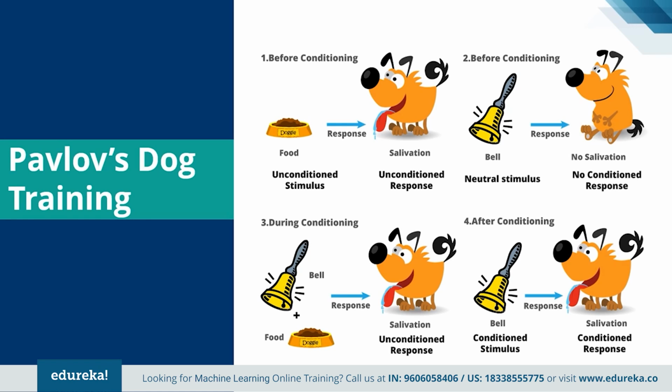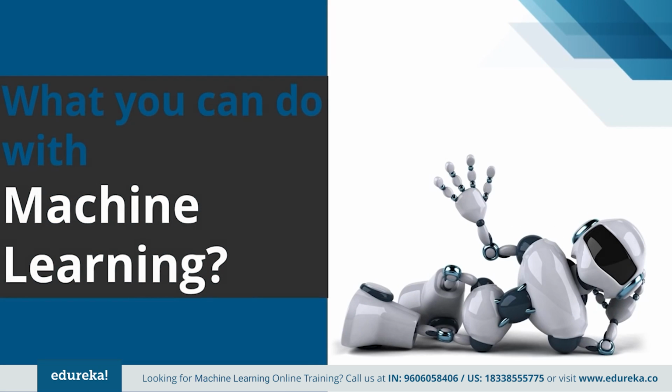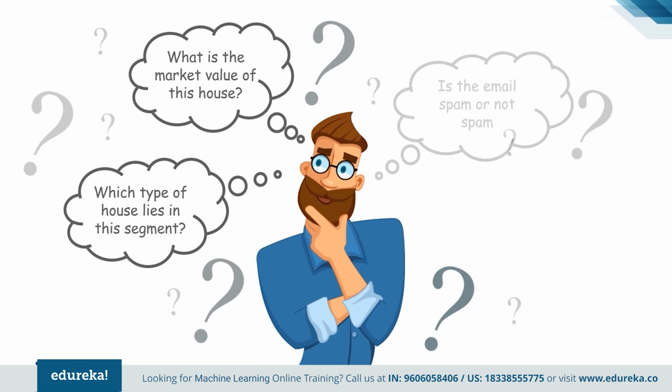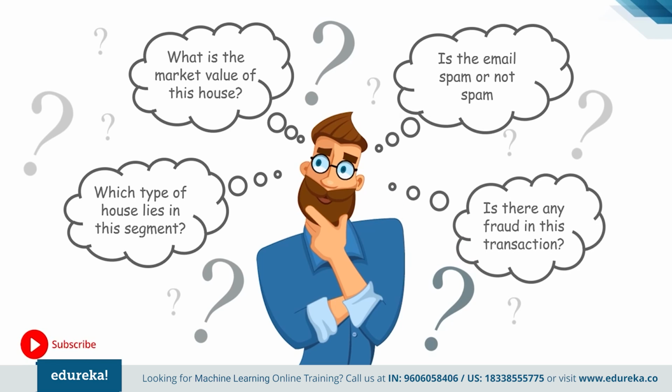Now we have covered the basics of machine learning. I'm sure you might be wondering what you can do with machine learning. So let me connect you to real life and tell you all the things which you can easily do using the concepts of machine learning. You can easily get answers to questions like which type of house lies in this segment, or what is the market value of this house, or is this mail spam or not spam? Is there any fraud? Well, these were some of the questions you could ask the machine.